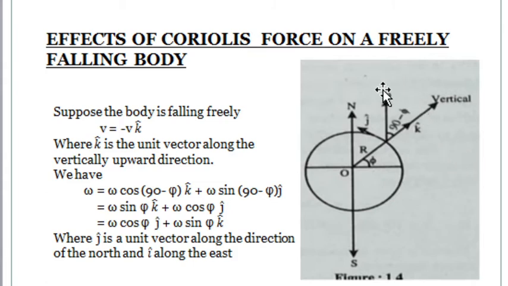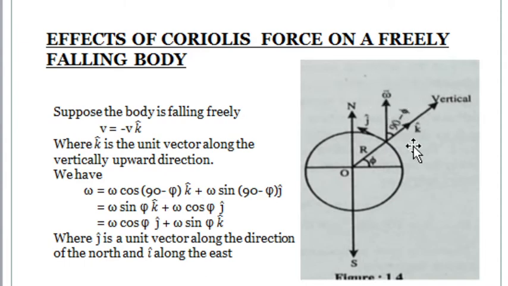We know that omega is the angular velocity. At this point on the surface of Earth, omega points in the outward direction, and the angle subtended by this angular velocity omega is 90 minus phi, because this complete angle is 90 degrees. So, the angle subtended by this angular velocity omega is 90 minus phi.